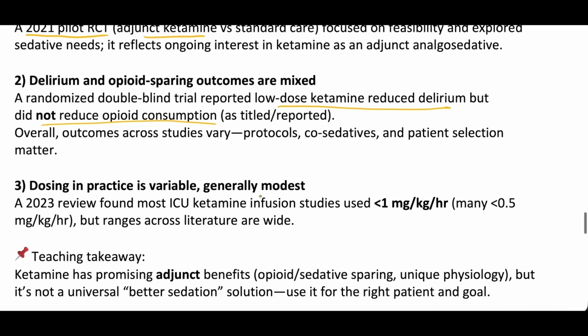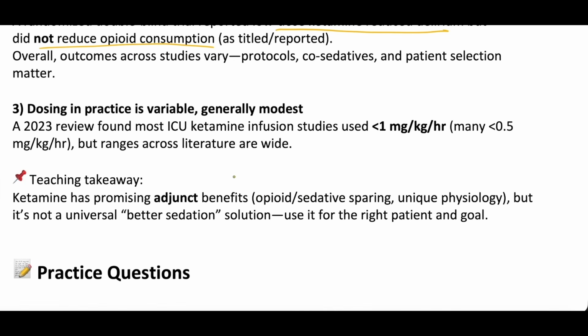Dosing, as we talked about, is variable in the literature, ranging from less than 0.5 to less than 1 to less than 2, and some to less than 3 milligrams per kilogram per hour. So that's something that people are still working on teasing out.